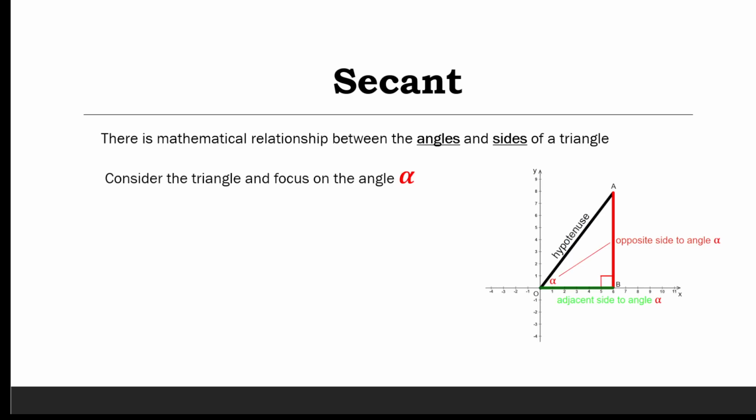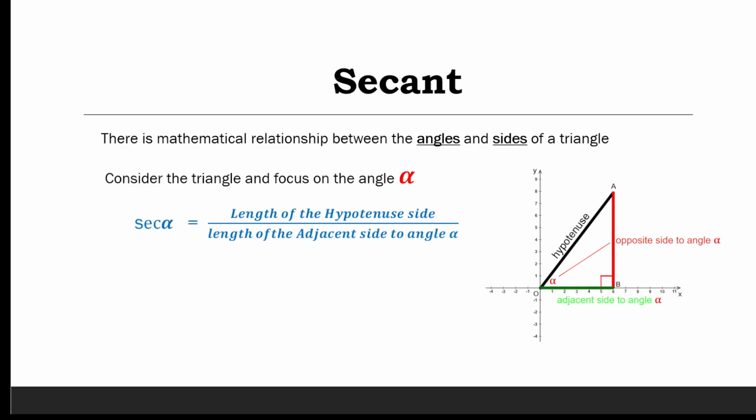The secant, in this case our focus is on angle alpha, so secant alpha is defined as the length of the hypotenuse divided by the length of the adjacent side to angle alpha. Therefore secant alpha is equal to OA divided by OB. Then OA can be made the subject of the formula to equal OB times sec alpha.